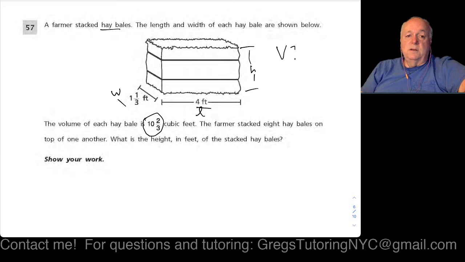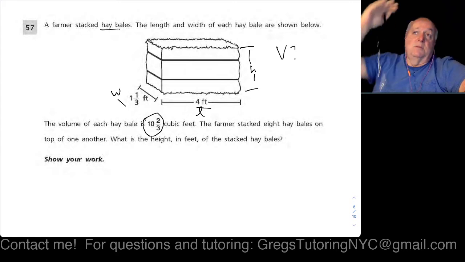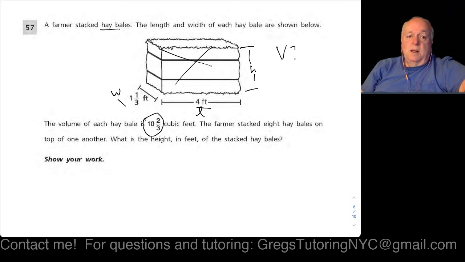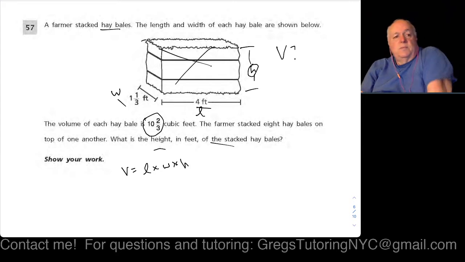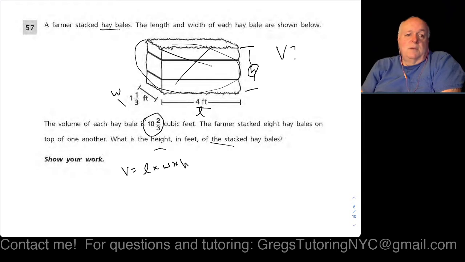So this whole thing here is one hay bale. He put 8 going up and up and up. What is the height in feet of the stack? So we have to figure out the height of one of them and then multiply it by 8 basically. In the middle of this, there are mixed fractions and all this other kind of stuff. So the volume is equal to the length times the width times the height. You should know that. This is basically the form of a rectangular prism. So that's pretty much what we need to go by.